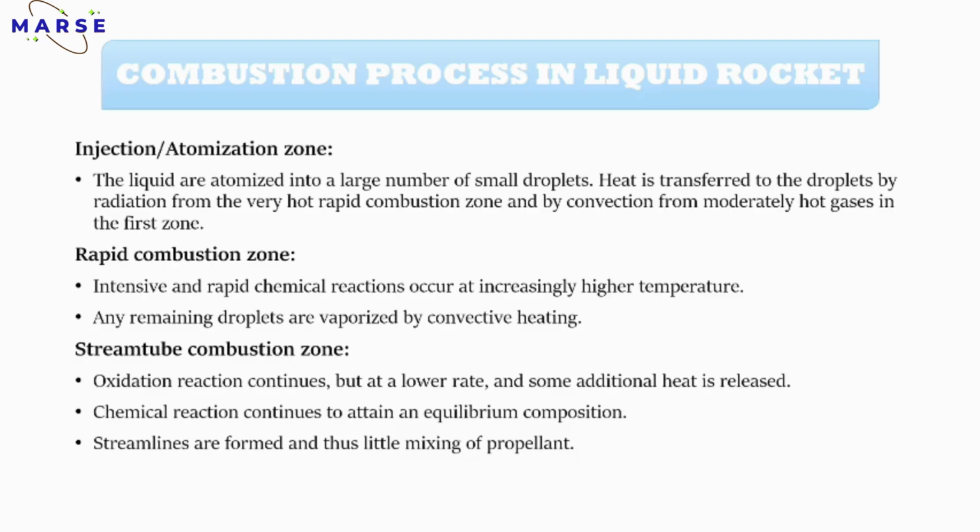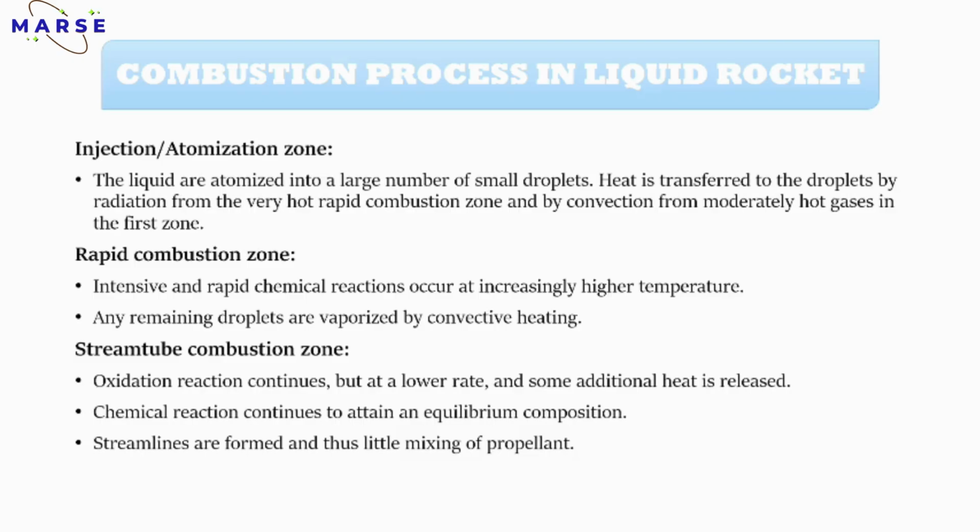In the rapid combustion zone, intensive and rapid chemical reactions occur at increasingly higher temperature. Increasingly higher temperature means the chemical reaction occurs rapidly, so the temperature also increases suddenly. Any remaining droplets are vaporized by convection. If any droplets remain in that portion, they will vaporize by convection.